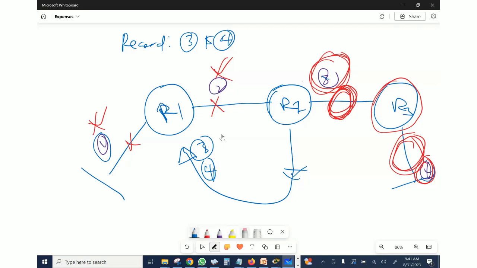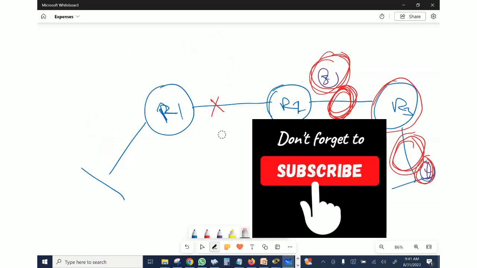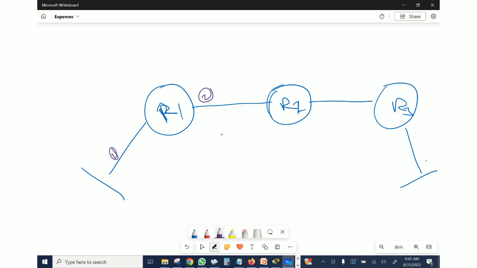Okay, let me repeat this all over again so that you can understand. I said a router only knows about the directly connected networks. So this is a connected network, let's call this 1. This is another connected network, 2. Only 2 networks are connected to R1, right? So comfortably it knows about network 1 and network 2.